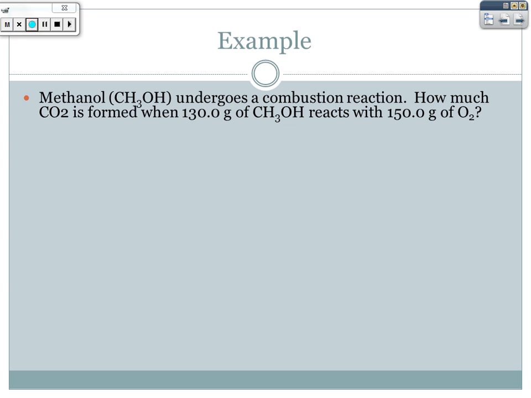So methanol undergoes a combustion reaction. How much CO2 is formed when 130 grams of methanol reacts with 150 grams of oxygen? So the first step is to write a balanced equation. So I'd like you guys to pause and write the balanced equation for methanol combusting. So you should have found that you needed to have methanol, CH3OH, plus O2, yielding carbon dioxide and water.